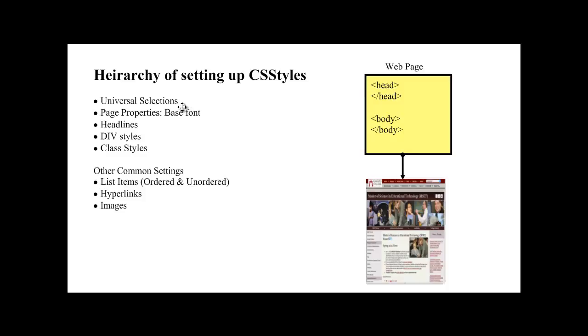So some of the things that I've written here are generally good strategies to set up in terms of developing our web page. We would want to set up universal selections on the entire page, and I'm going to show you what that looks like when we actually get into code. But after universal selections, I usually go ahead and set page properties, and that will affect mostly the body tag. In there, I'm going to set the base font. I'm going to set a few different things.